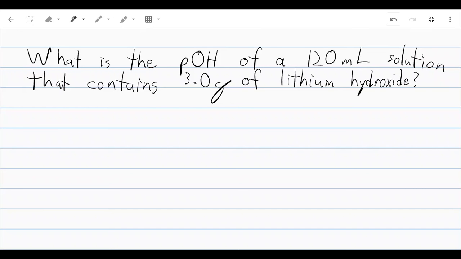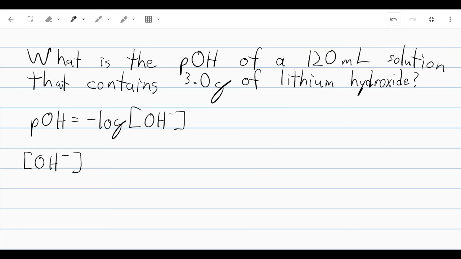In this question, we are asked, what is the pOH of a 120 milliliter solution that contains 3 grams of lithium hydroxide? So we dissolve 3 grams of lithium hydroxide into a 120 milliliter solution. We want to find out what the pOH is. When we're calculating, pOH is going to be equal to the negative log of the hydroxide ion concentration. So we want to know what the hydroxide ion concentration is.